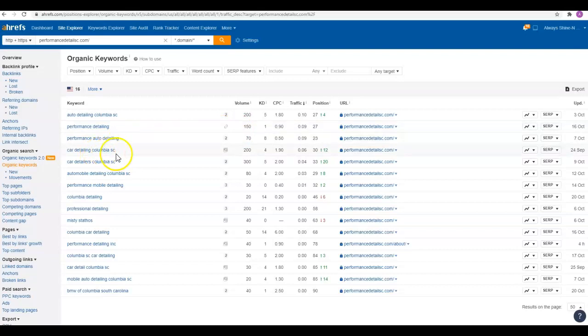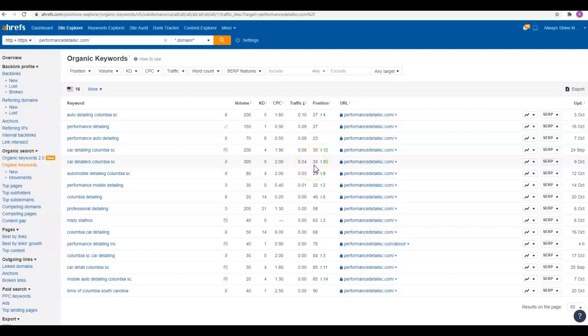Car Detailing Columbia SC, 200 people a month looking. You're in the 30th position. That's the top of the third page. Car Detailers Columbia SC, 300 people a month searching that. You're in the 33rd position, which is toward the top of the fourth page. So you're really not getting any traffic out of those.